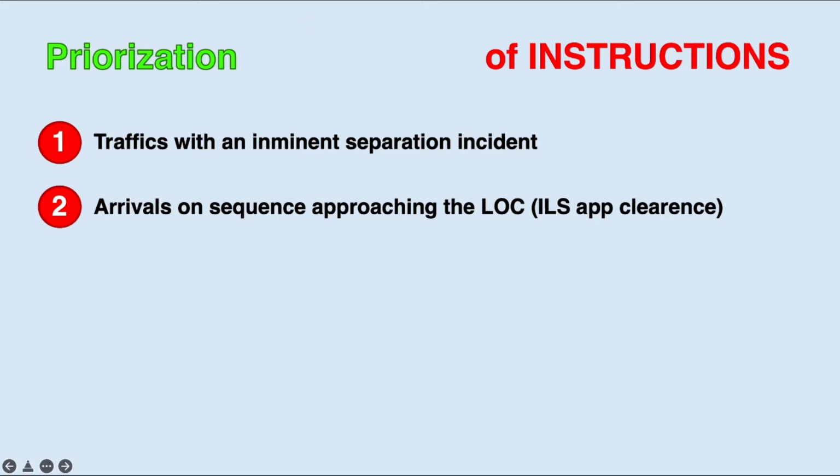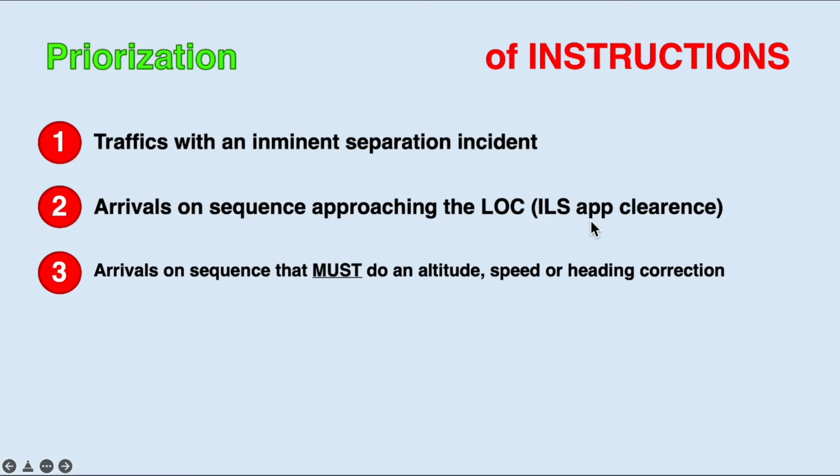That means the traffic that is about to cross the localizer, you need to give them, with more priority, the ILS approach clearance. After those ones, it comes the arrivals or sequence that must do an altitude, speed, or heading correction. That means that traffics that are flying super high and you need them to descend a little bit more in order to arrive properly to the ILS, they have more priority than the others.